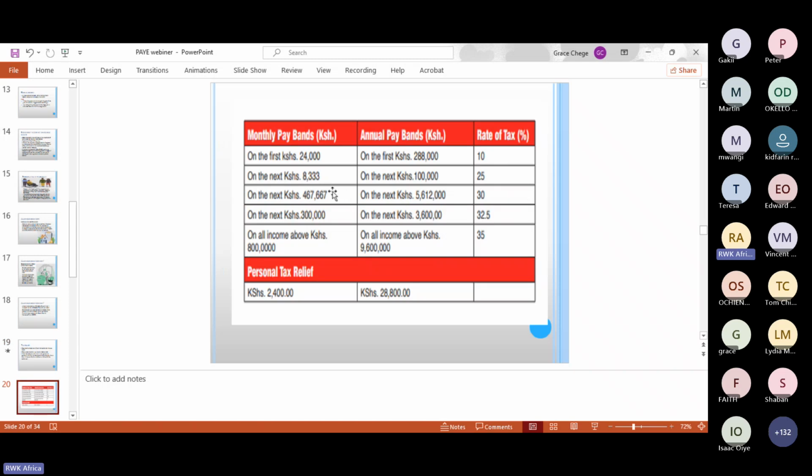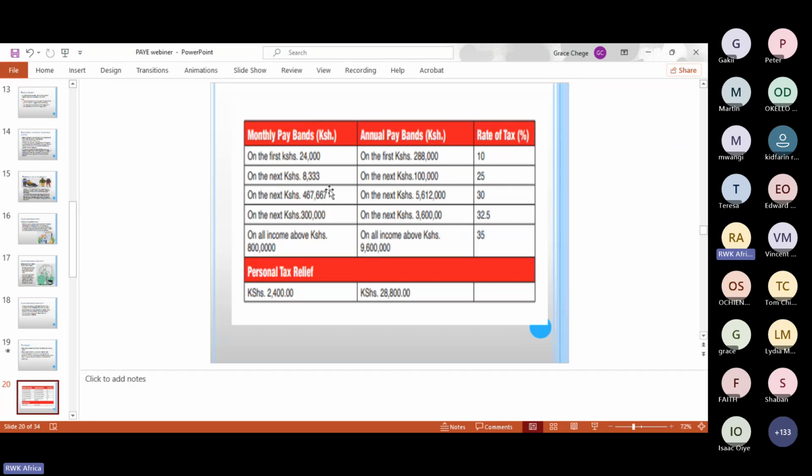These are the pay tax bands. So on the first 24,000 Kenya shillings, the tax rate is 10%. So 24,000 by 10%. That reliefs are on the first 24,000. And I think that explains why this is the lowest limit when it comes to pay.